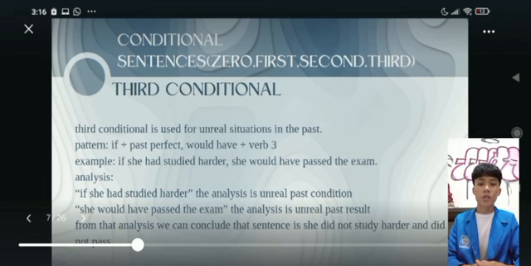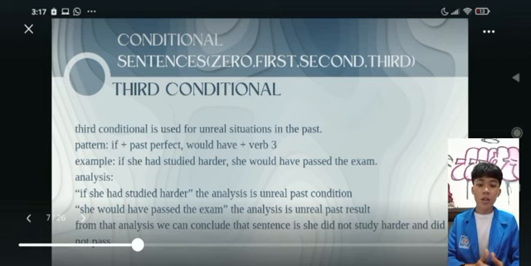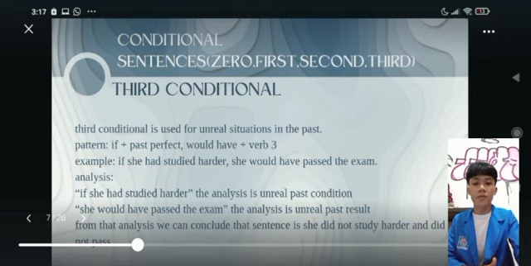And the fourth, third conditional. Third conditional is used for unreal situations in the past. The pattern is if plus past perfect, would have plus verb 3. The example is: if she had studied harder, she would have passed the exam. The analysis is: if she had studied harder, it means an unreal past condition, and she would have passed the exam means an unreal past result. From that analysis, we can conclude that she did not study harder and did not pass.